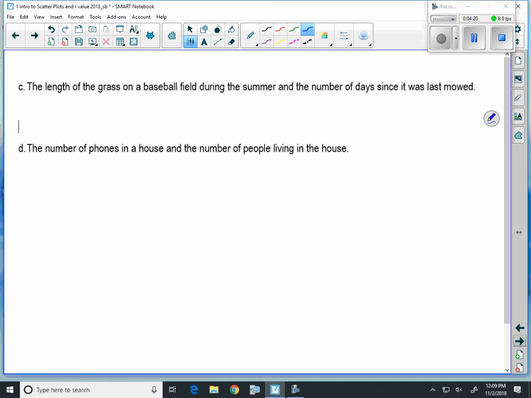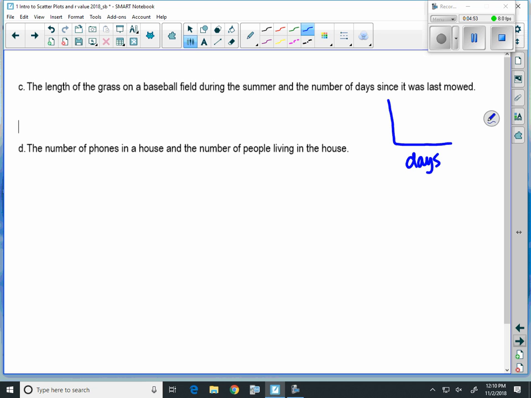All right. The length of the grass on a baseball field during the summer and the number of days since it was last mowed. What do you think? If it helps you, think about a graph. He thinks positive. Anybody else think positive? Anybody else not really sure? Let's talk about it. So, what is usually X? Time, days. So this is the number of days.